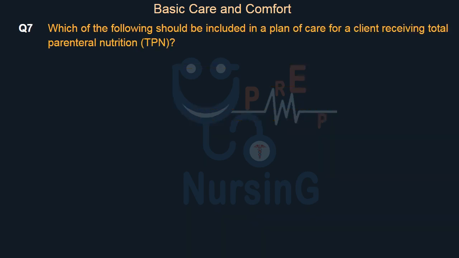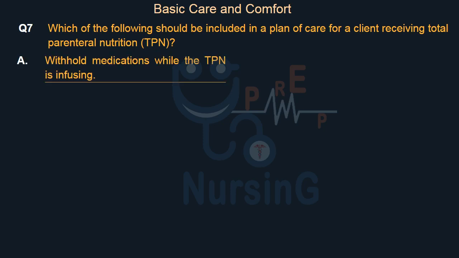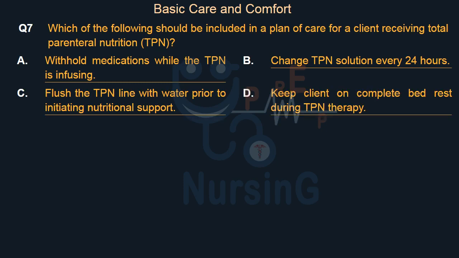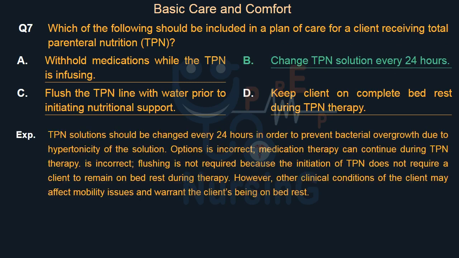Which of the following should be included in a plan of care for a client receiving total parenteral nutrition, TPN? Option A, withhold medications while the TPN is infusing. Option B, change TPN solution every 24 hours. Option C, flush the TPN line with water prior to initiating nutritional support. Option D, keep client on complete bed rest during TPN therapy. Right answer is option B, change TPN solution every 24 hours.